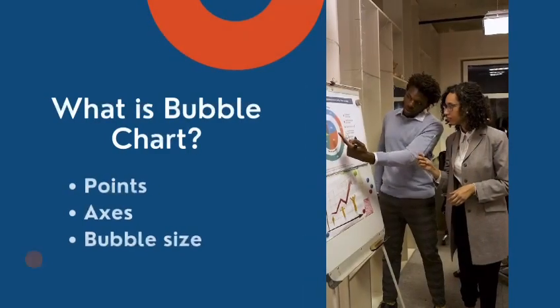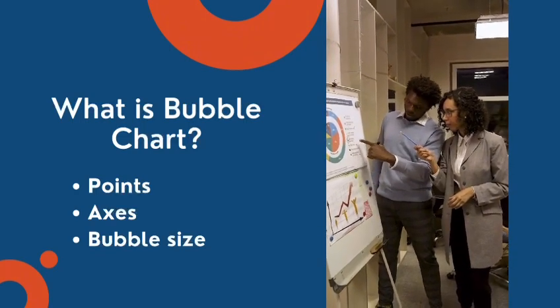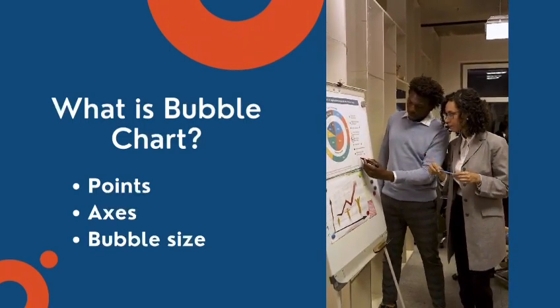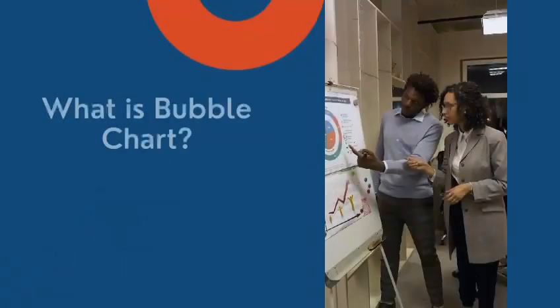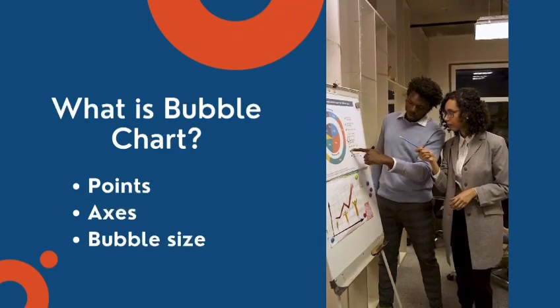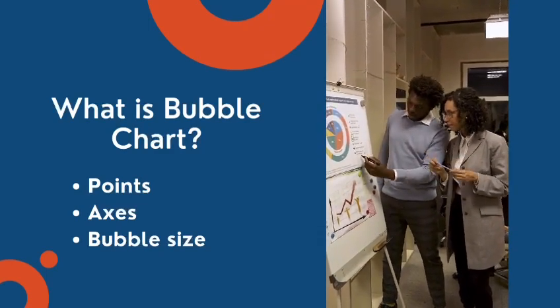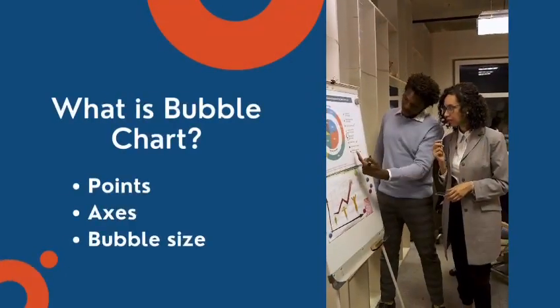What is a bubble chart? A bubble chart represents data points as bubbles or circles on a Cartesian coordinate system. The horizontal and vertical axes represent the two numeric variables, while the size of each bubble represents the third categorical variable. Larger bubbles indicate higher values of the categorical variable, allowing for quick comparisons across the dataset.